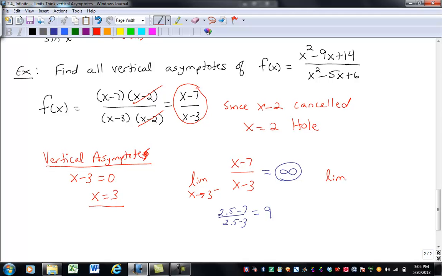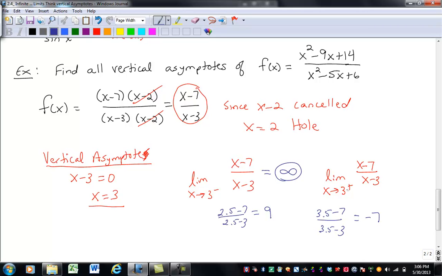We can also look at the right-hand limit. We can approach 3 from the right of the simplified version of the function. It's easier to work with. Since it's to the right, I have to choose a number that's bigger than 3 to plug in for x. How about 3.5? Oh, that's a minus 7 in there. I'm having trouble copying all of a sudden. So I plug in 3.5 for x. And when I plug that in, I get 3.5 minus 7 divided by 3.5 minus 3. And I get negative 7.